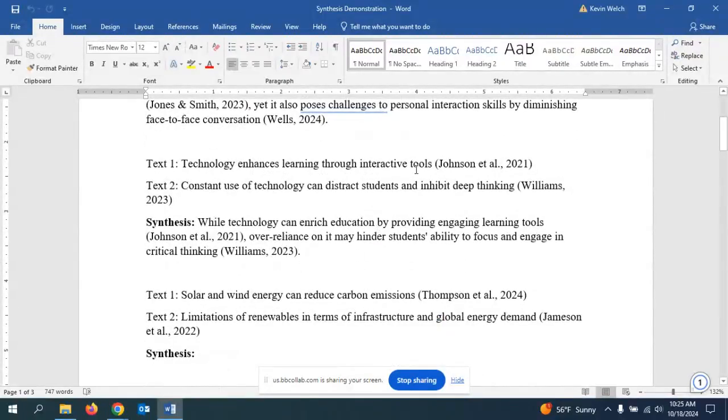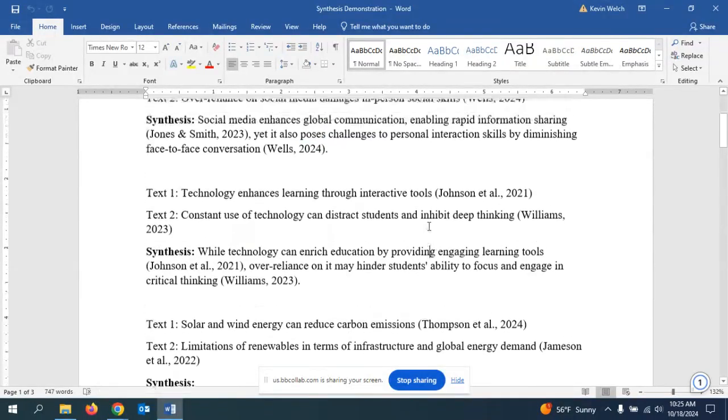Text 1: Technology enhances learning through interactive tools. What's their position? Technology enhances learning. And text 2: constant use of technology can distract students and inhibit deep thinking. So these are different ideas. How do I merge them together? I paraphrase them. While technology can enrich education by providing engaging learning tools, over-reliance on it may hinder students' ability to focus and engage in critical thinking. So I paraphrased both of the different ideas and gave the citation for it.